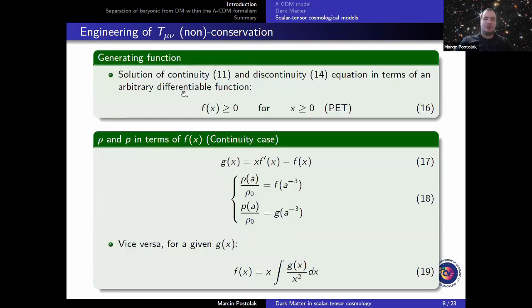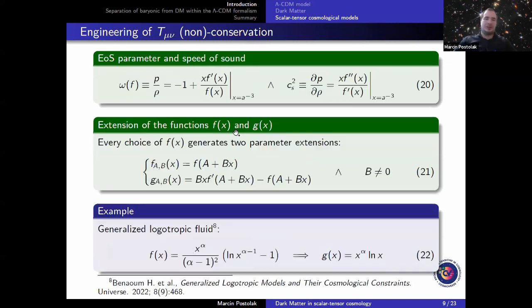Of course, in such a notion of the generating function, we could obtain the standard equation of state parameter, which is such a formula, and the square of the speed of sound in such a case. And in fact, for each of the f of x and g of x, we obtain the extensions with two additional parameters, a and b. And b, of course, must be non-zero.